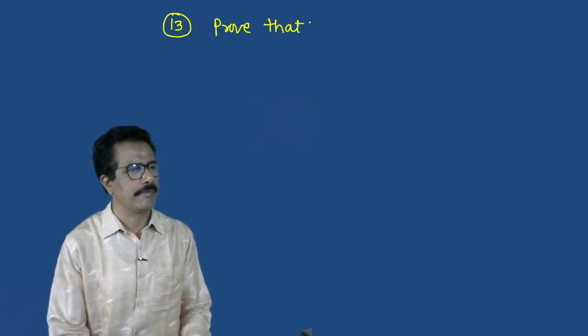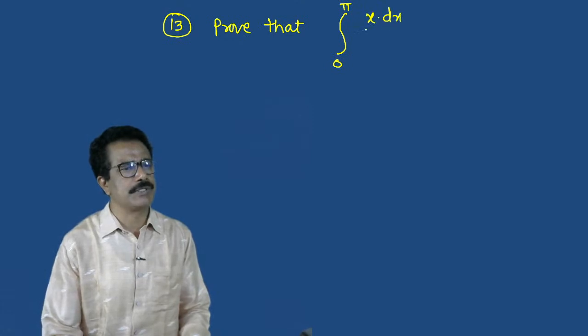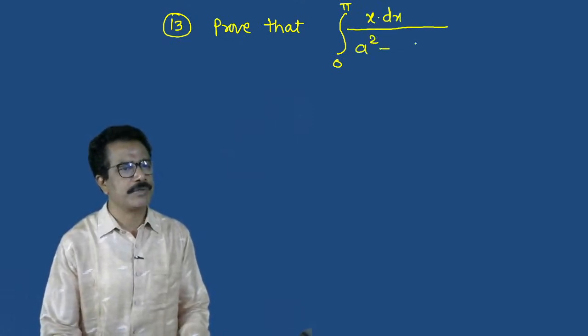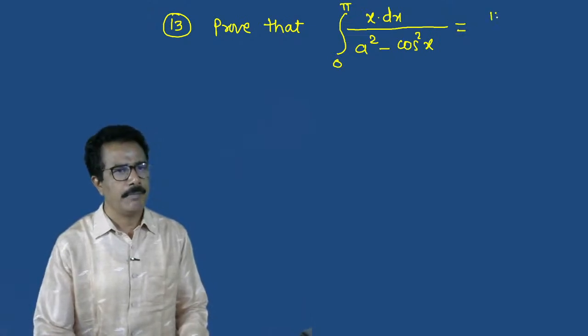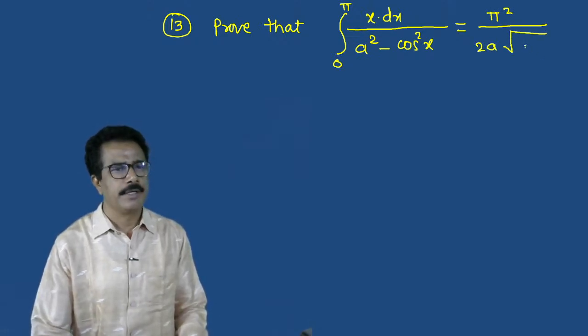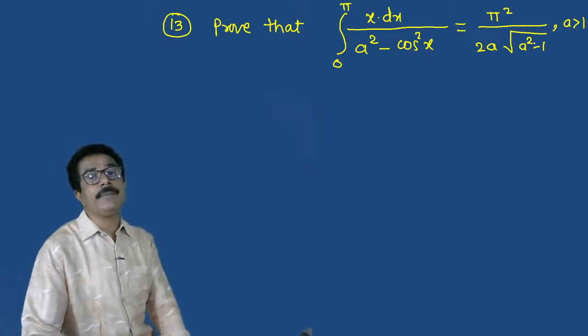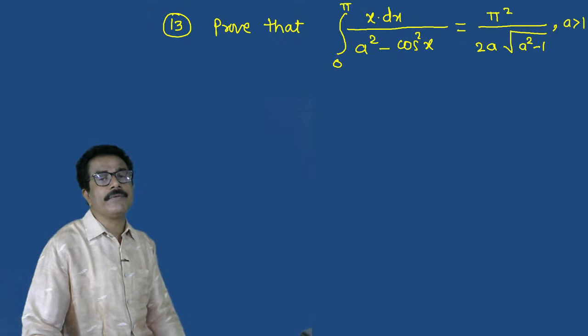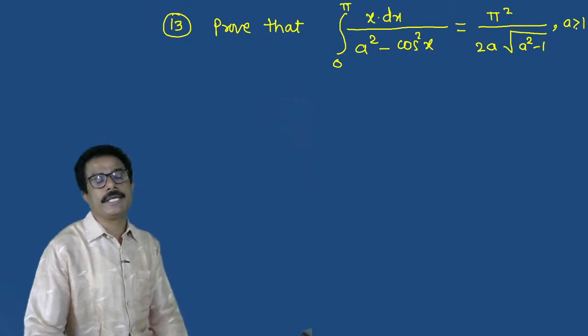Now we shall move towards the 13 number problem. Prove that integral from 0 to pi x dx divided by a square minus cos square x dx is equal to pi square divided by 2a into root of a square minus 1, and we have given a condition a is greater than 1, because if a is less than 1, then the answer will be imaginary, because this will be negative. So a must be greater than 1. So we have to prove this result.